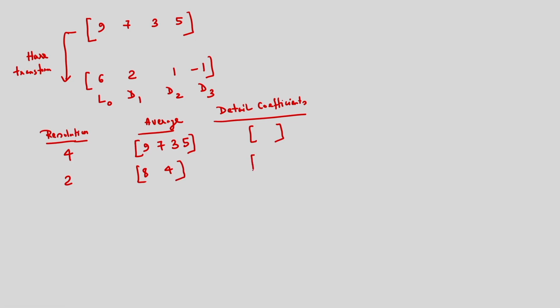And what about the detail? The detail will be 1 and minus 1. How to determine 8 and 4? 8 is 9 plus 7 divided by 2, so I will be getting 8. And how to determine 4? So 3 plus 5 divided by 2. I will be getting 4.